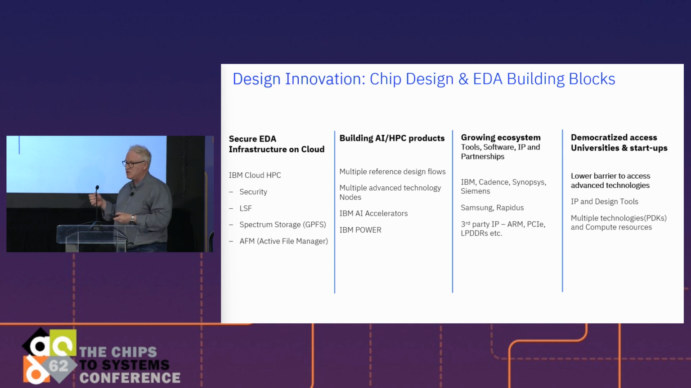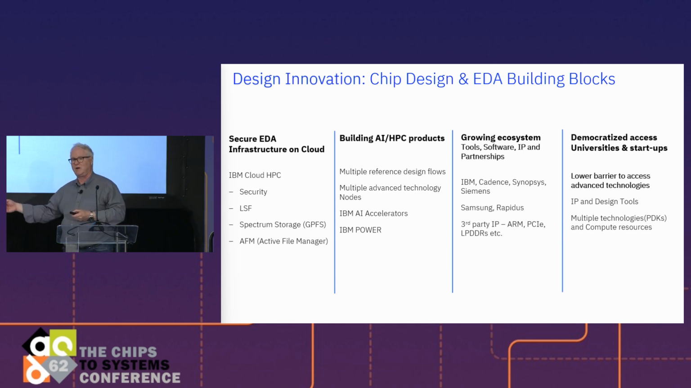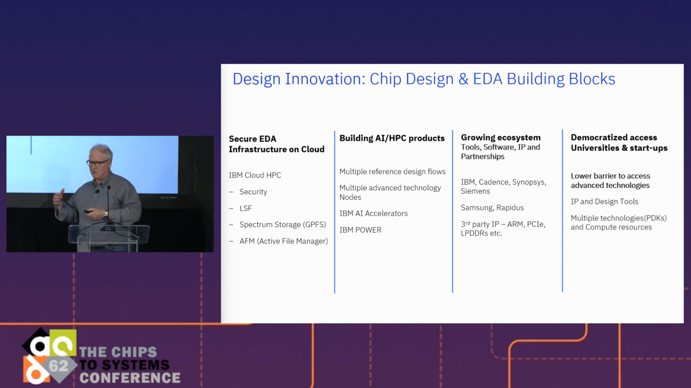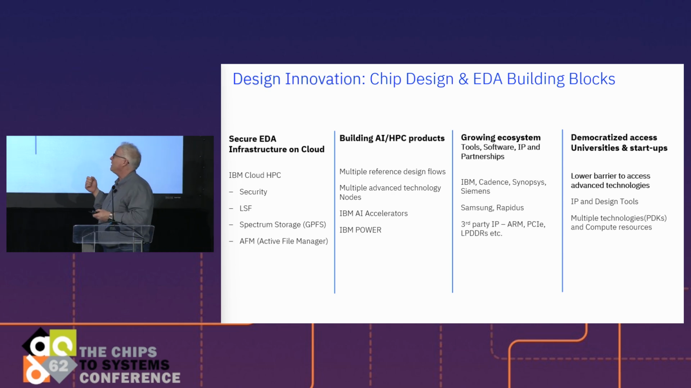We have a growing ecosystem of partners, not only to help develop next-gen processes for different technology nodes. For example, we're working on beyond 2 nanometer today. We also have partnerships with Cadence, Synopsys, Siemens, Samsung, Rapidus, and also third-party IP agreements with some of the leading vendors. And finally, what we're also trying to do is democratize access to world-class EDA infrastructure in the cloud by offering lower barriers to access, i.e. making it easier for people to just configure a design environment, negotiate for licenses, and then hit the ground running.